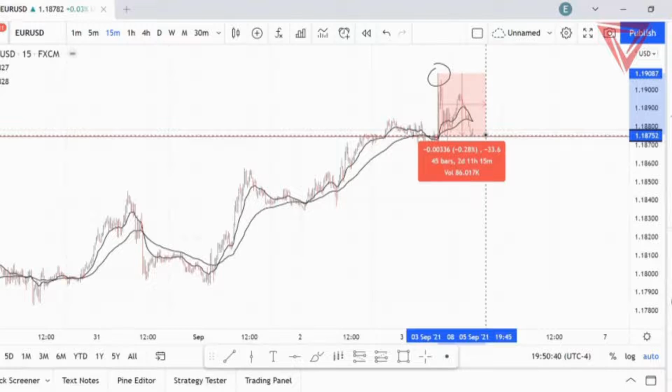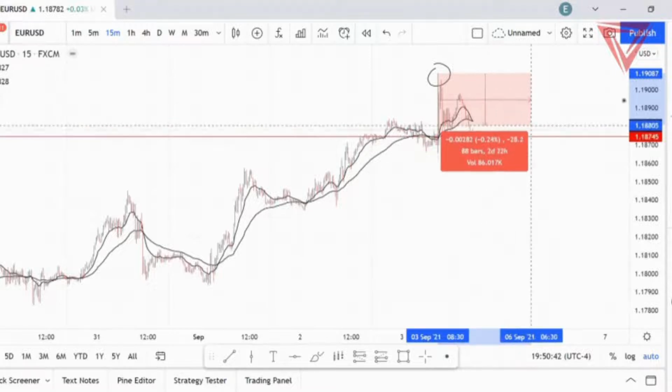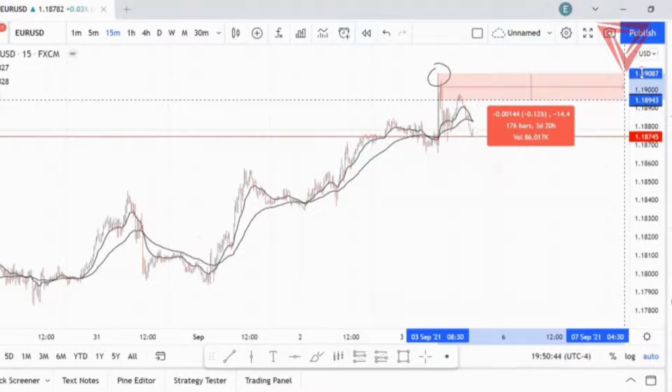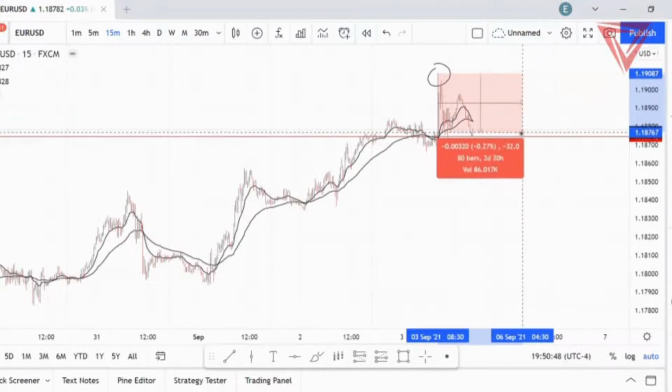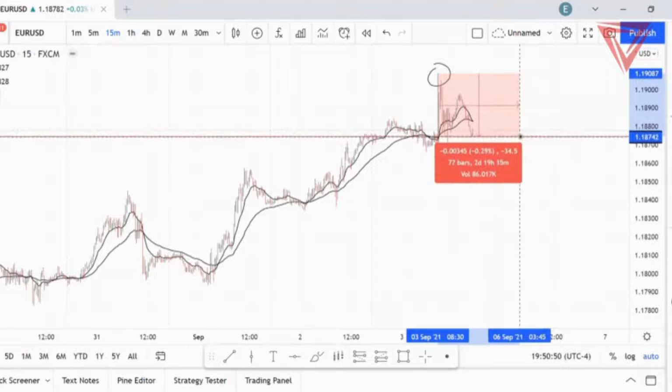Take out your calculator and input this number, 1.19087, and minus it from 1.18745. Try it. And you should get 342. That's how much you should get.